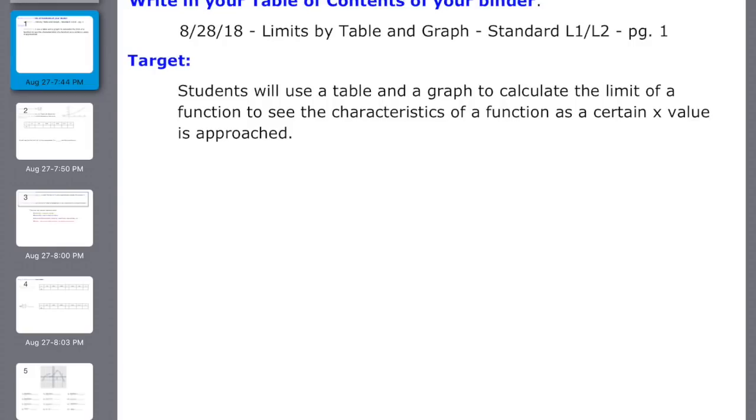The target for this lesson, of course, is to use a table and a graph to calculate the limit of a function to see characteristics of a function as a certain x value is approached. So we're going to start talking about the idea of a limit. So let's see.